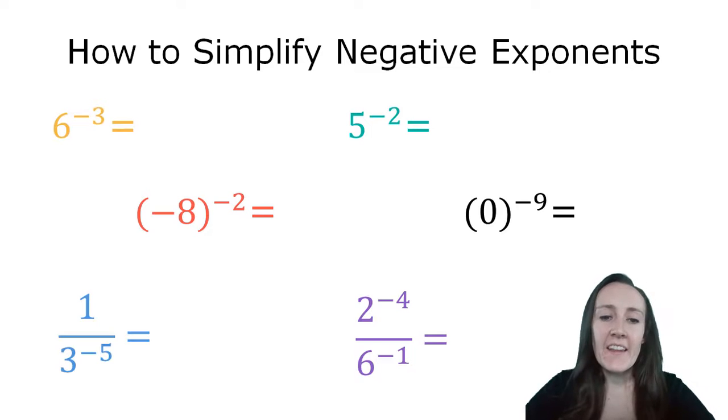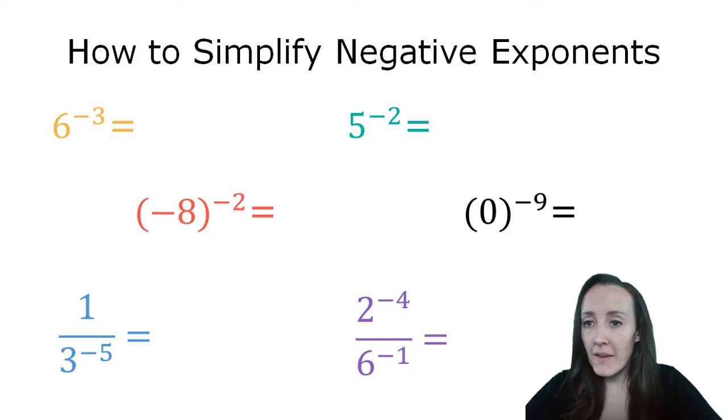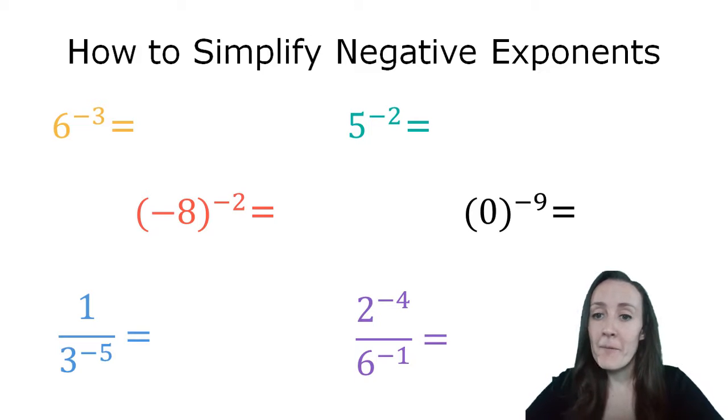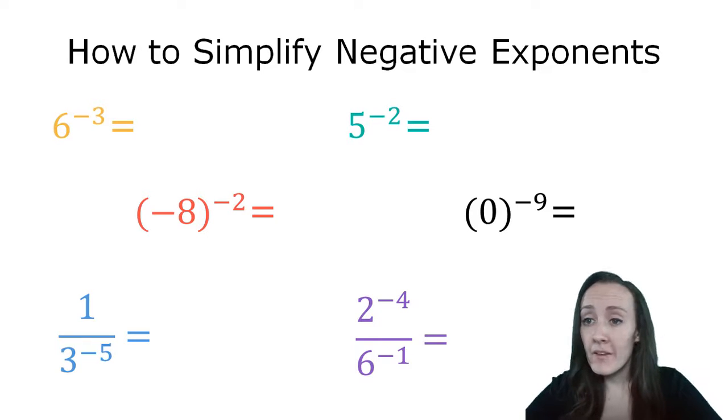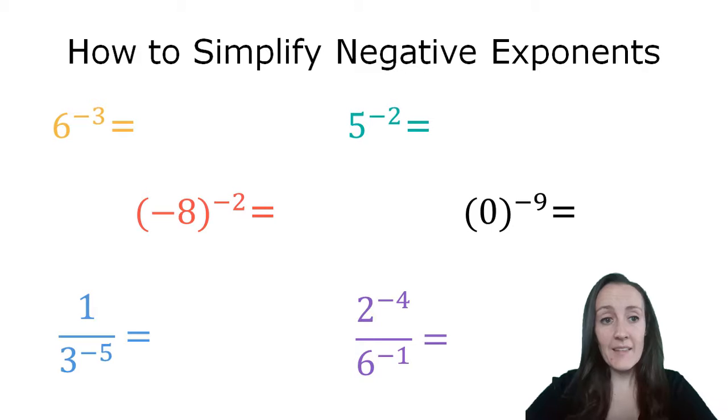When you first see a negative exponent, you might be a little bit confused. Like, how do I multiply a number by itself a negative amount of times? That makes no sense. And I actually felt the same way when I first learned about negative exponents. But when I learned how they work, I realized they're actually pretty easy.